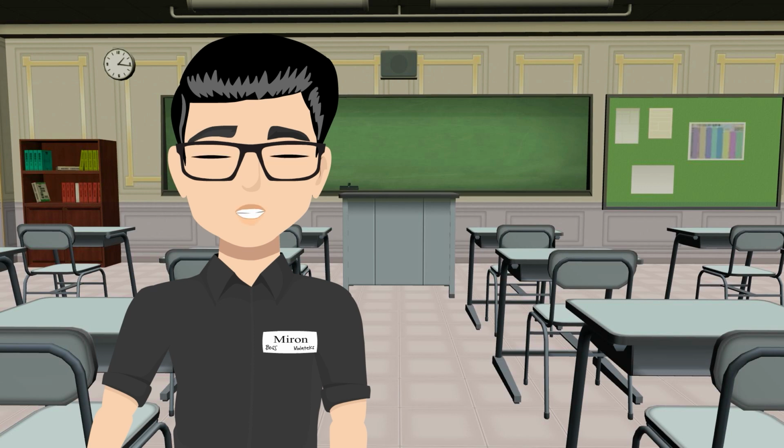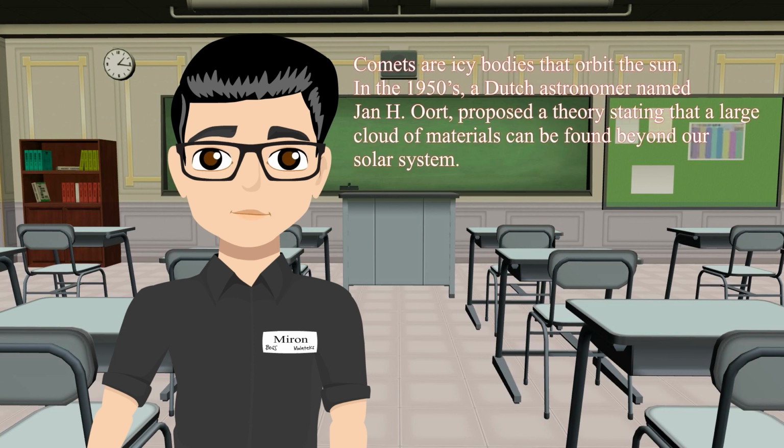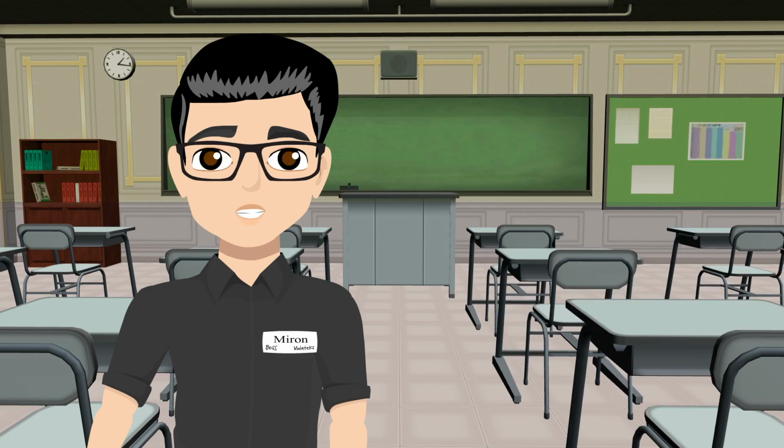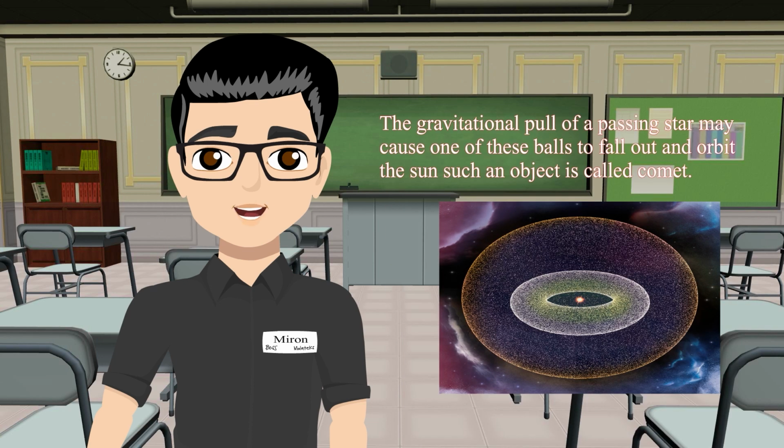So let us discuss what comets are. Where do they come from? Comets are icy bodies that orbit the sun. In the 1950s, a Dutch astronomer named Jan H. Oort proposed a theory stating that a large cloud of materials can be found beyond our solar system. These are millions of icy balls, gas, and dust that exist in what we call the Oort cloud. The gravitational pull of a passing star may cause one of these balls to fall out and orbit the sun. Such an object is called a comet.